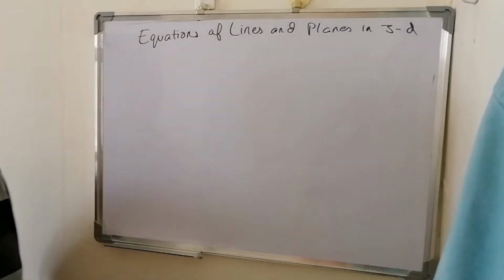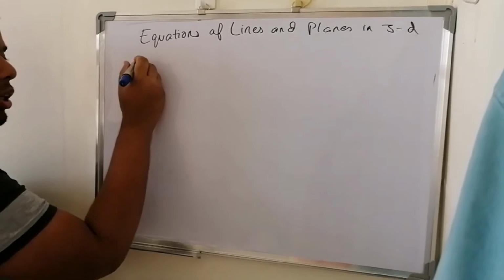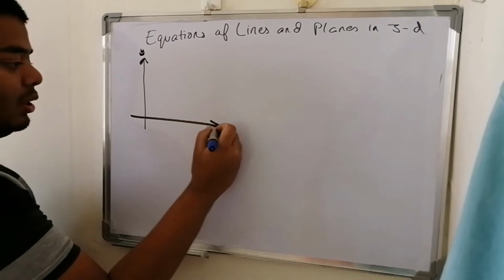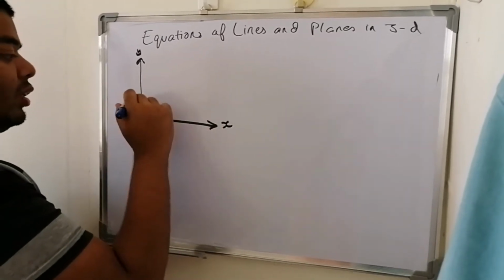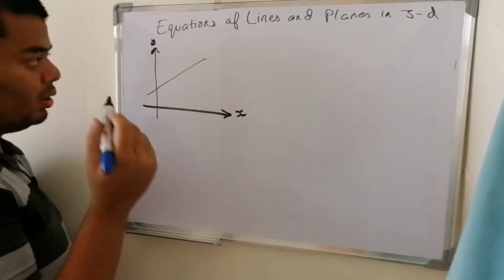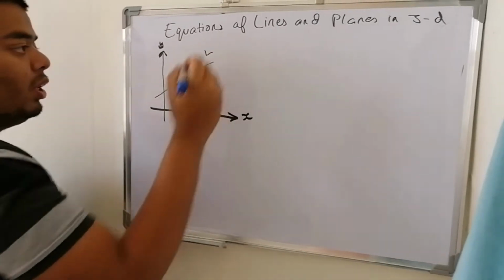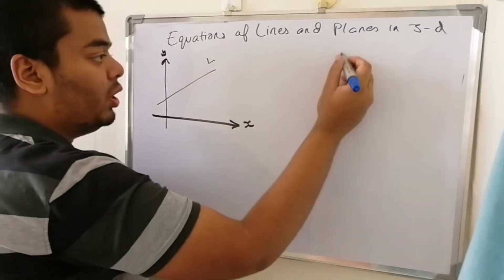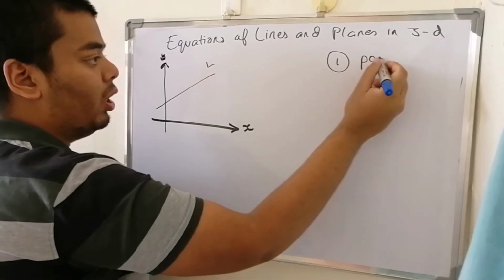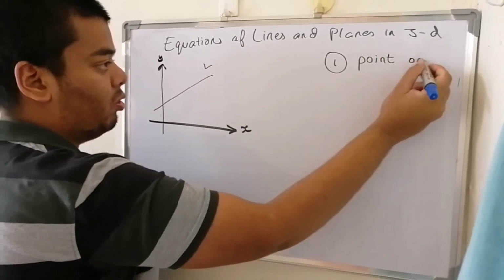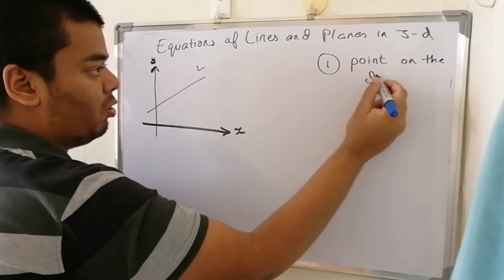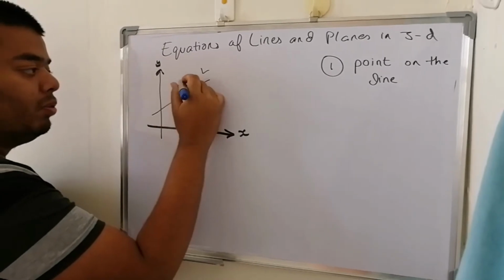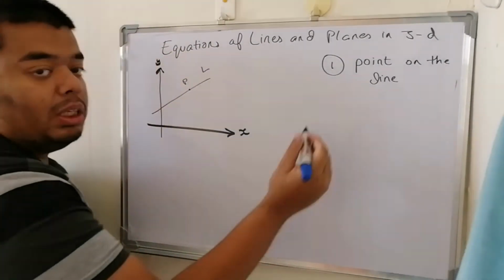Just to refresh our memory, let's take a line in two dimensions in the xy plane. This is the y-axis, this is the x-axis, and we have a random line L. To represent this line, we need two things. The first thing we need is a point on the line. We can take any point right here, P. The second thing we need is the direction of the line.